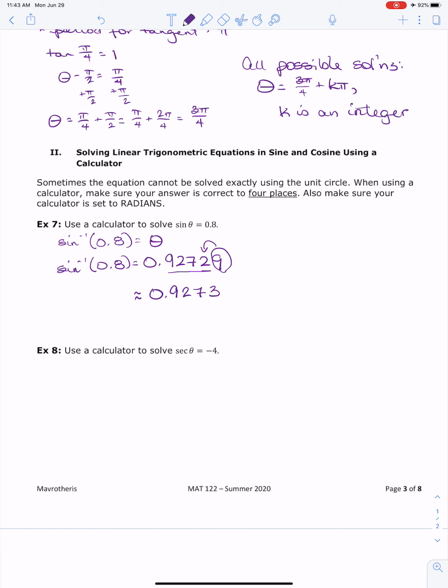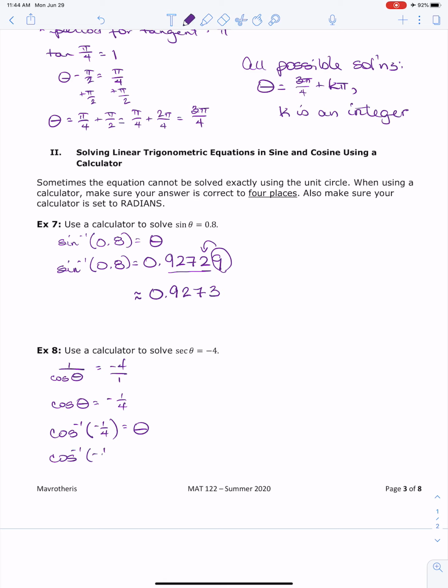Okay. So example 8, using the calculator to solve for secant theta equals -4. Again, I don't have a secant button on the calculator, so I'm going to rewrite this as 1 over cosine theta equals -4, and I can write this -4 over 1, just to remind myself that if I've got this ratio, it's okay for me to flip both sides. And so if the cosine of theta equals -1/4, that means the inverse cosine of -1/4 equals theta.